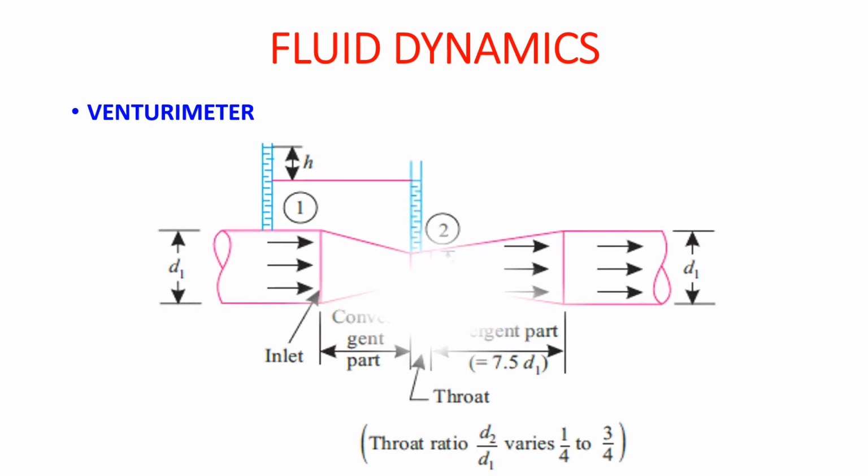So let's see the venturimeter first. We will see the equation of the venturimeter first. Basically, when we are learning the venturimeter, we should always see its application first. It is an application of Bernoulli's theorem, right? So Bernoulli's equation will be used. This is the construction of a venturimeter.